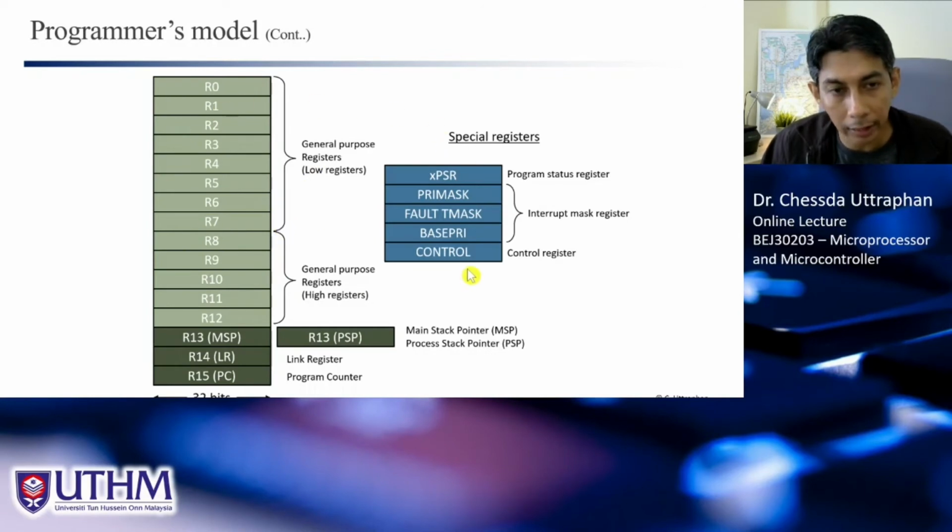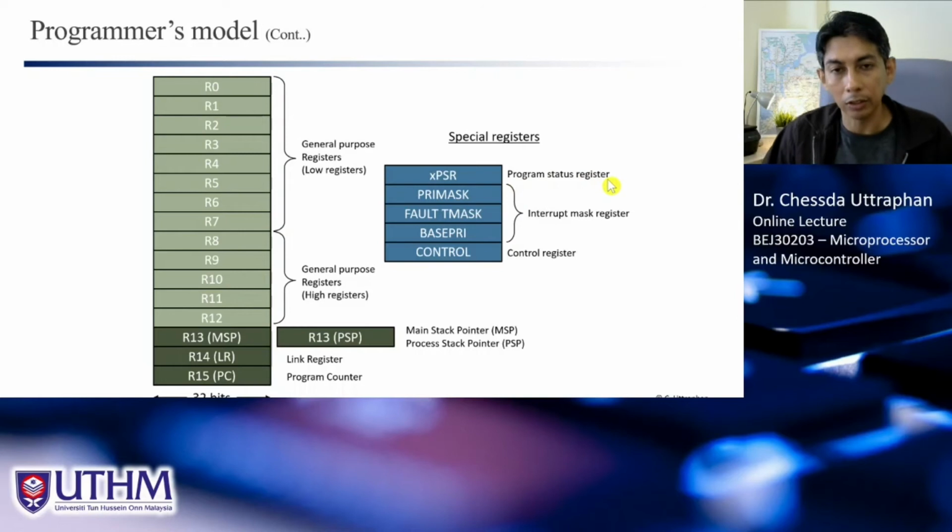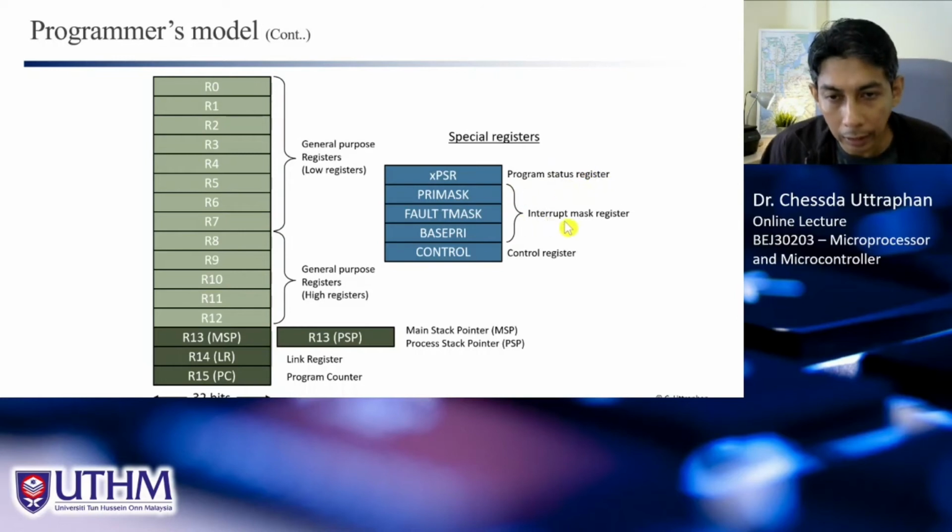These are the resources that we as programmers need in order to write the program later on. What do we have, how many registers do we have? In the register bank, we have 16 32-bit registers from R0 until R15. We also have what we call the special registers, 5 of them, comprising the program status register, which we will see later, the interrupt mask register, which we will learn in chapter 5, and the control register.